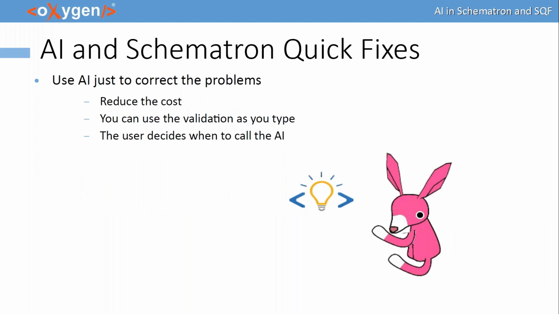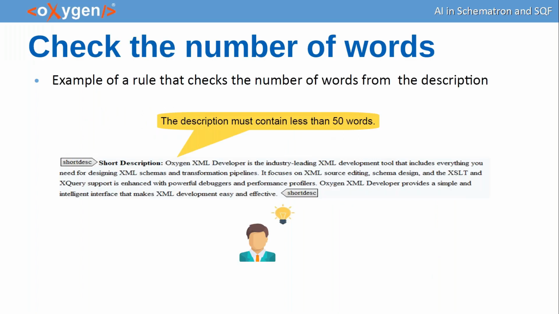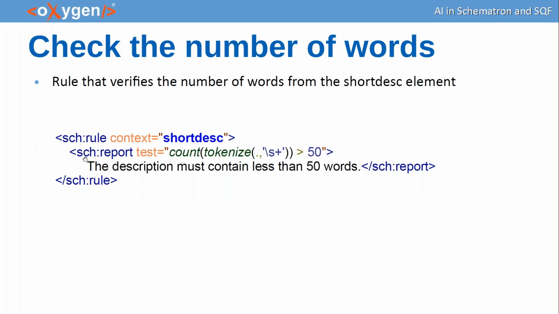So a solution can be to use Schematron with XPath expressions to verify the content, and this will reduce the cost. So you'll make the AI calls only when a fix needs to be applied and the validation fails, and then you can also use it for validation as you type. An example for this would be to check if the description contains more than 50 words. You can verify this very easily using the count and tokenize functions. So you can count the number of words from the short description and fail in case this exceeds 50 words.